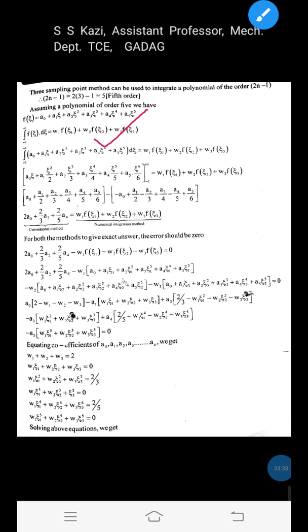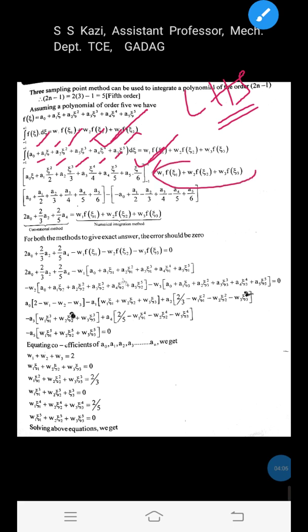and put the limits -1 to +1, like this: a0 zeta, a1 zeta square by 2, a2 zeta cube by 3, a3 zeta raised to 4 by 4, a4 zeta raised to 5 by 5, a5 zeta raised to 6 divided by 6, and you apply the limits -1 to +1. In the LHS we will apply the conventional method of integration and we will get the integral value, and the RHS, that is the numerical integration method, you keep as it is.